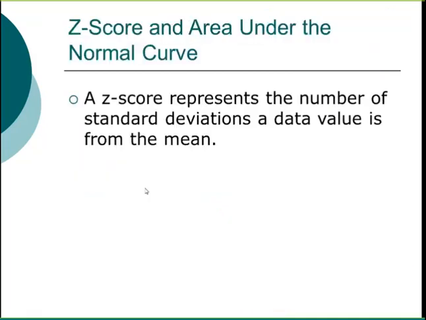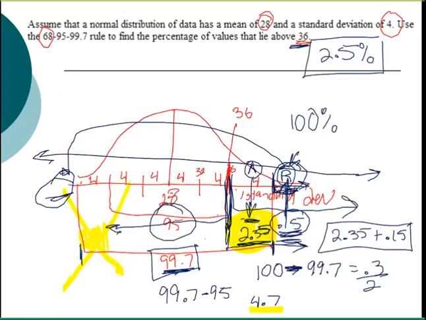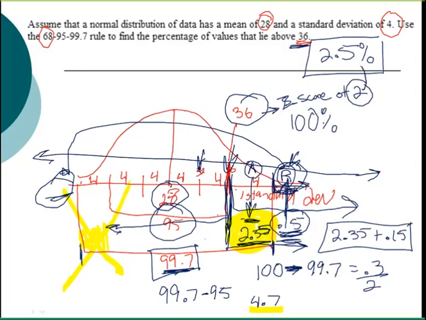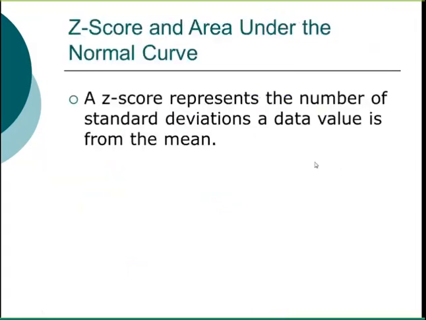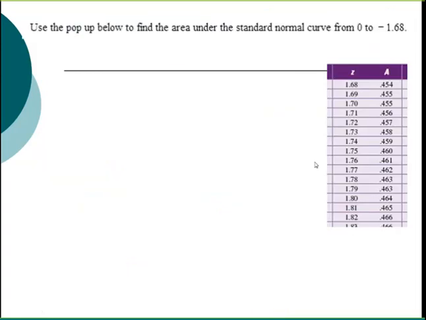Now we're going to talk about z-scores, an area under the normal curve. A z-score represents the number of standard deviations that a data value is from the mean. Okay, so in other words, back on this number, 36 was 2 standard deviations away from the mean. So 36 has a z-score of 2. So in other words, if you have a z-score of 2, the percent of data above that is always going to be 2.5%. So I have a z-score of 2. It's 2 standard deviations away from the mean. Okay?